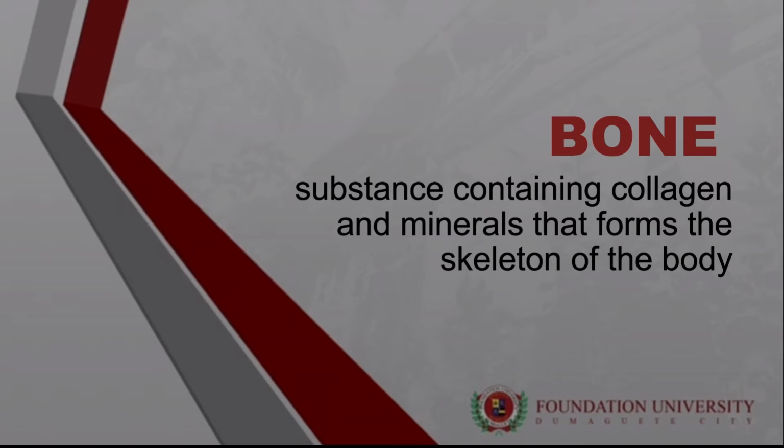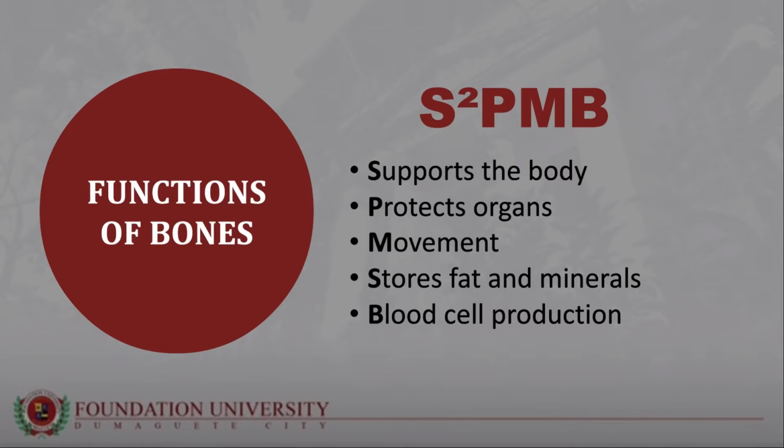Now let's proceed to the functions of the bones. Besides contributing to body shape and form, our bones perform critical functions for the human body, which has the initials S squared PMB. It supports the body, protects organs, movement, stores fat and minerals, and blood cell production.